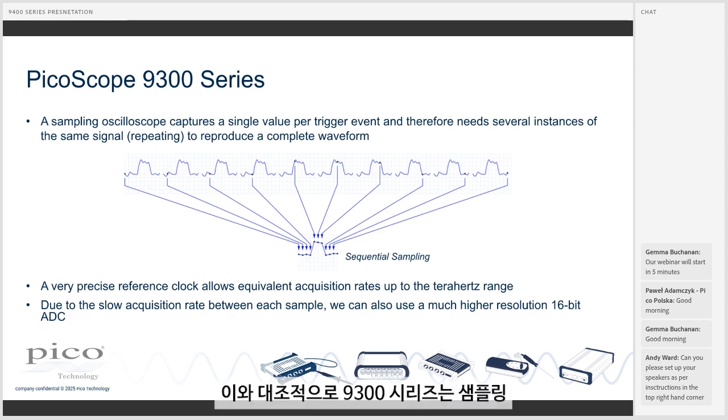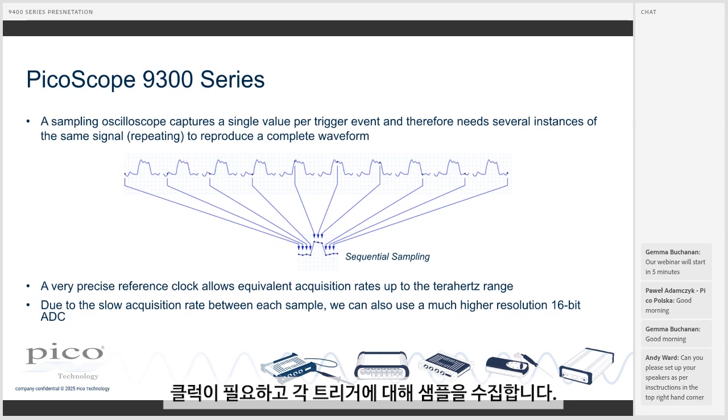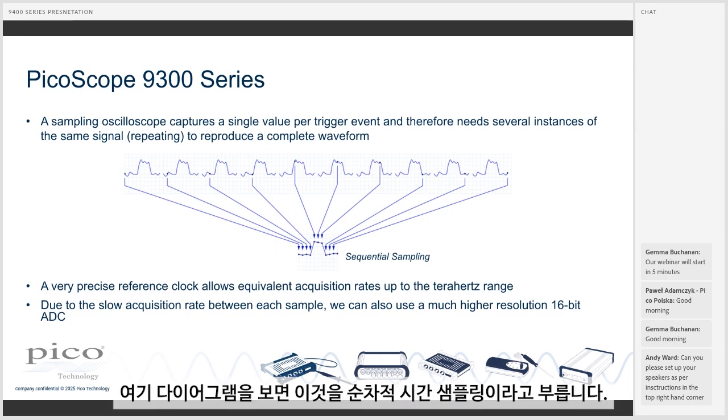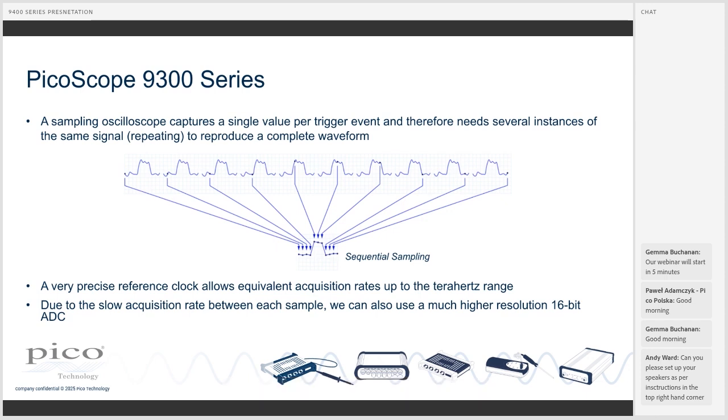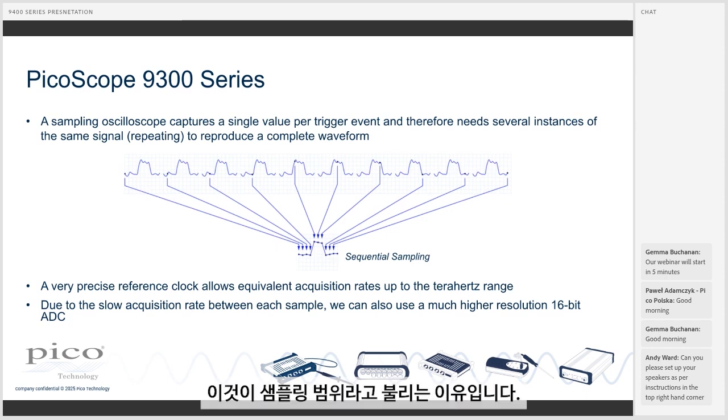By contrast, the 9300 series is a sampling oscilloscope, and this requires a reference clock for the instrument to operate. And it takes a sample for each trigger. So looking at the diagram here, we call this sequential time sampling. And looking at the waveform going across the screen, we can see the lower frequency representation of the waveform there. And this is why it's called a sampling scope.